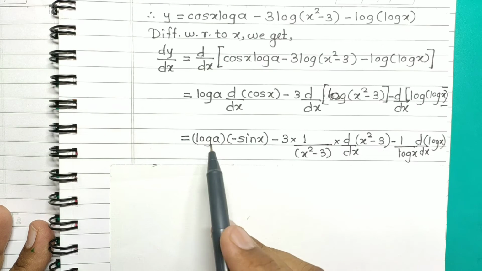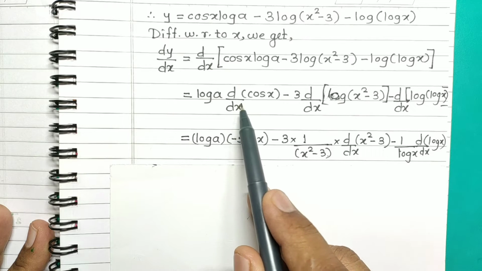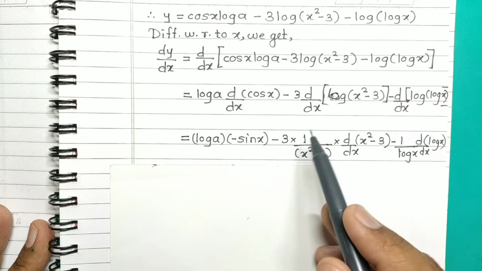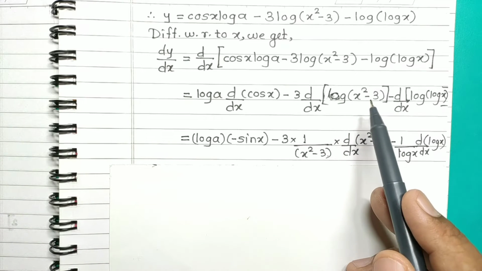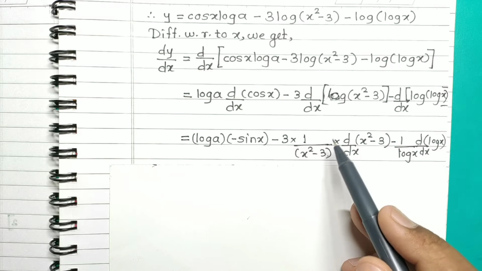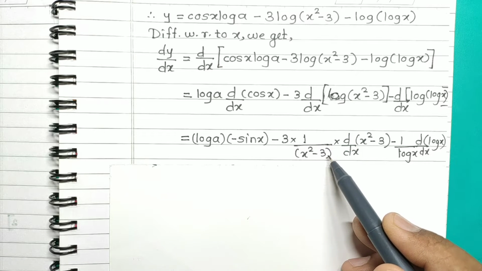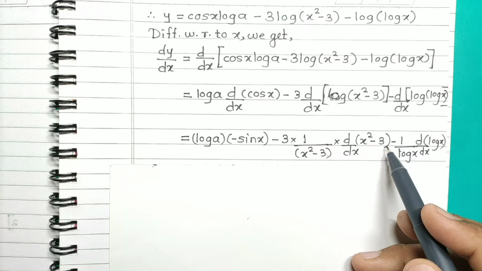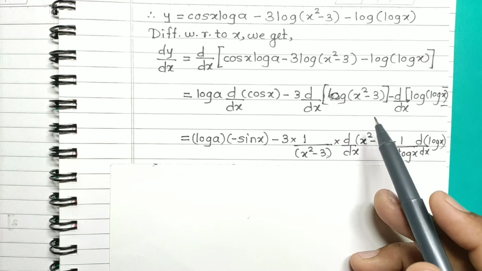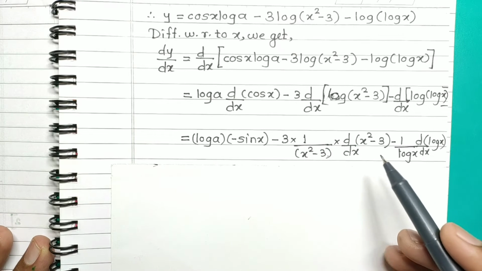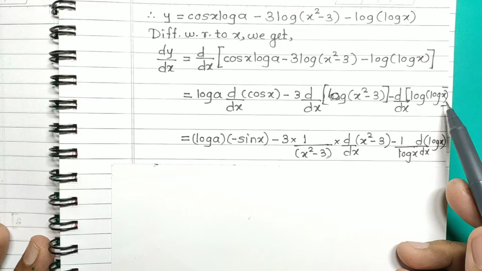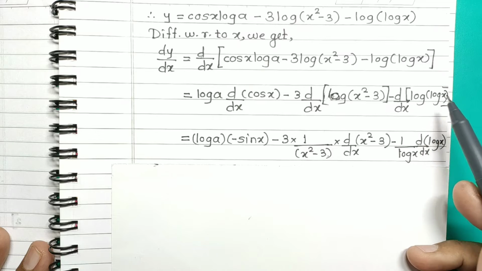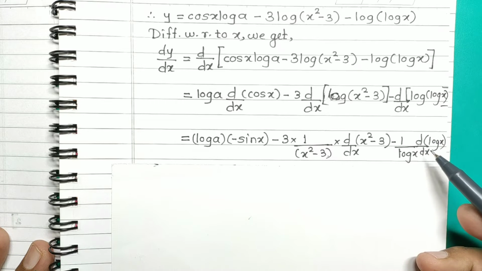So here log a as it is, since it is constant, derivative of cos x is minus sin x, minus 3 into, see here it is composition, so derivative of log of x square minus 3 is 1 upon x square minus 3 into derivative of x square minus 3. So we have treated it as log of something, derivative is 1 upon something into derivative of something, which is x square minus 3. Again here it is composition, log of log x. So treat it as log of something. So derivative is 1 upon something into derivative of something which is log x.